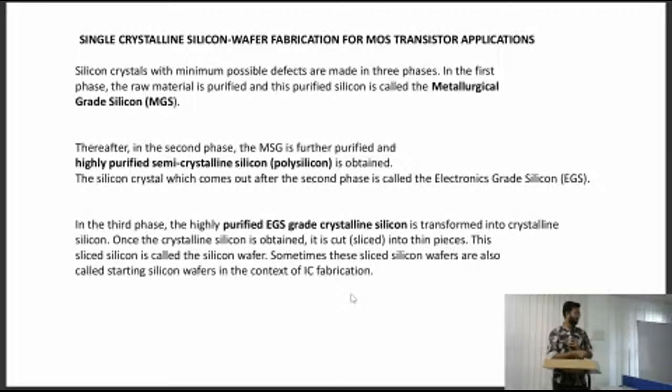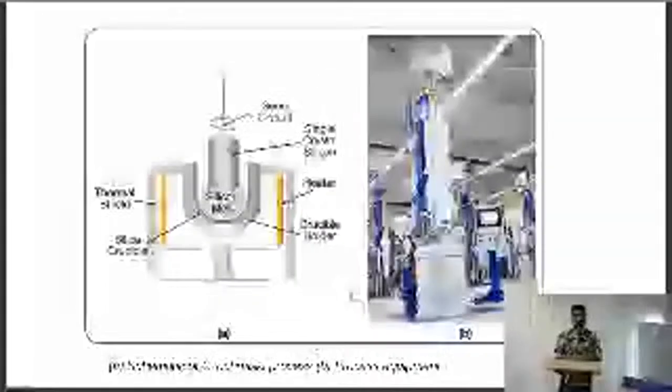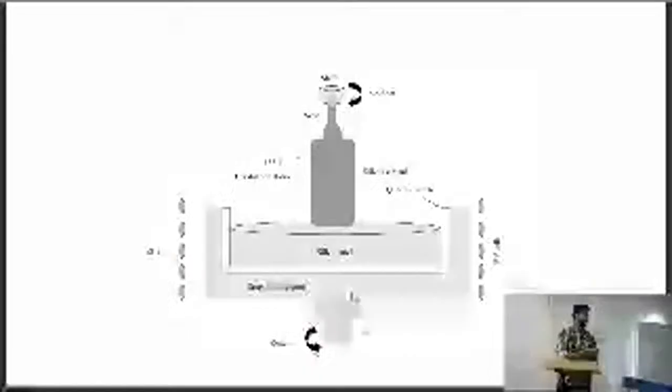This sliced silicon is called a silicon wafer. Usually the silicon wafer is around 30 centimeters in diameter. These sliced silicon wafers are used for IC fabrication. Now we are going to see two techniques. One is the Czochralski method, and another one is the float zone technique. First, we see what the Czochralski technique is.